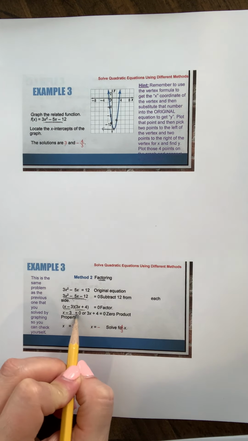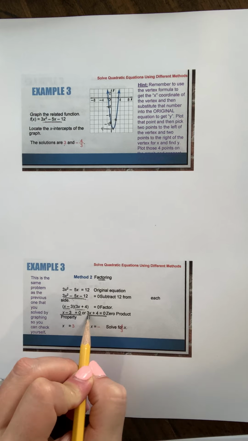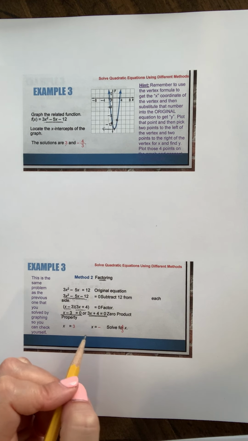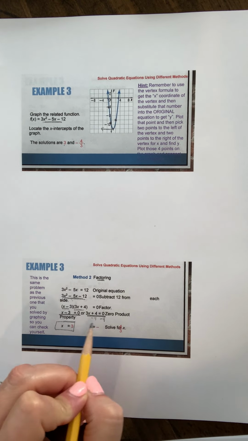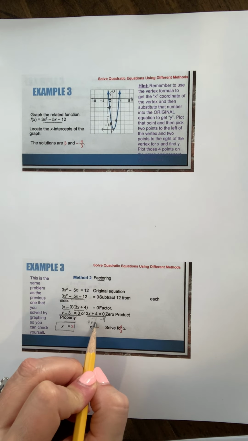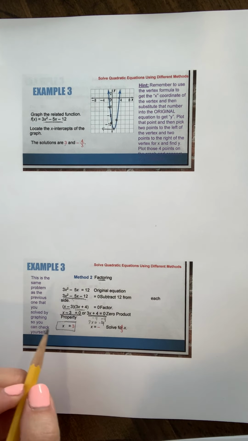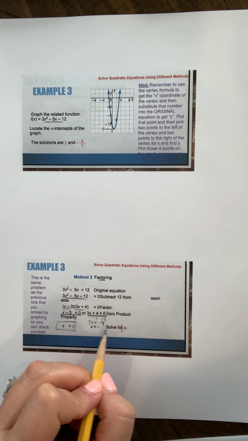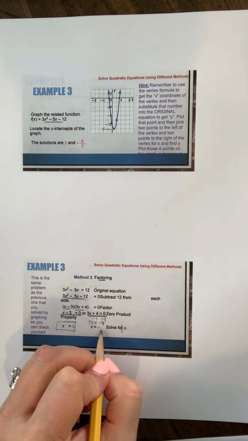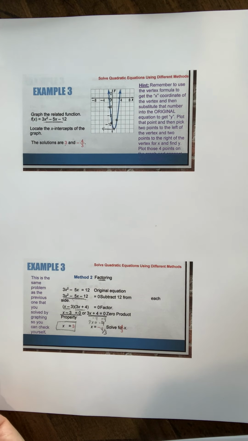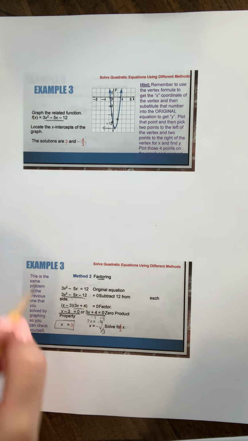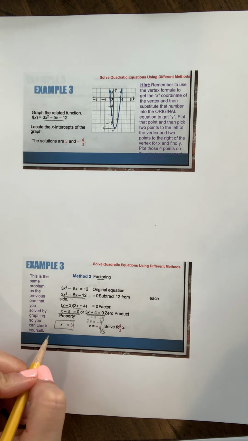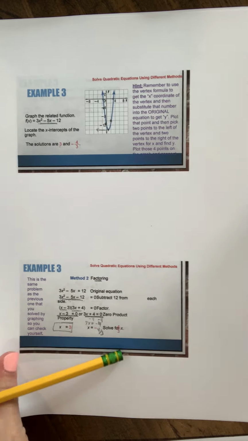I'm going to set x minus 3 equal to 0, 3x plus 4 equal to 0, and solve for x. Here, I'm going to add 3, and I get x equals 3. Here, I'm going to subtract 4 from both sides, and then I'm going to have to divide by 3 on both sides, and I get x equals negative 4 over 3. So see, same solutions. This way was graphing, this way was factoring. So those are two methods.